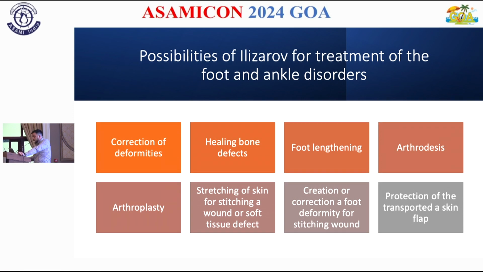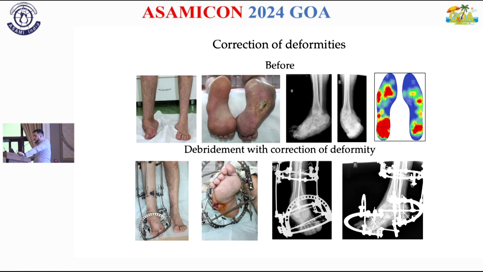Which possibilities of Elizarov do we have for treatment of foot and ankle disorders? First, correction of deformities. In that case, a 35-year-old patient with spina bifida sequela was admitted to our department with an equinocavovarus deformity and ulceration on the plantar surface. His X-rays showed total defect of the fifth metatarsal bone and arthrosis of the joints. So in the first step, we did debridement and gradual deformity correction, especially by Elizarov frame.